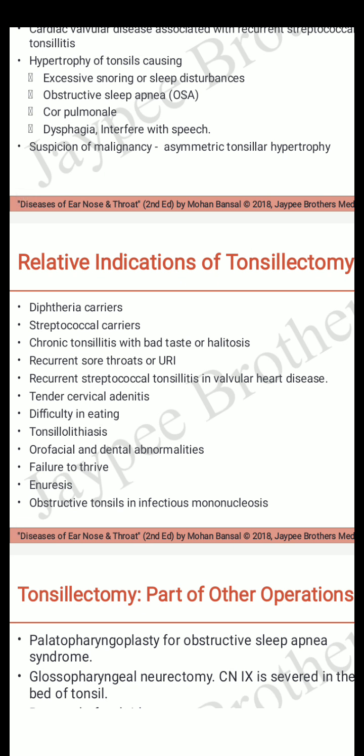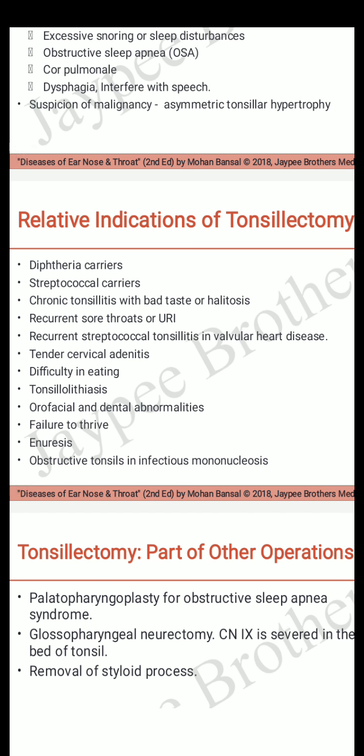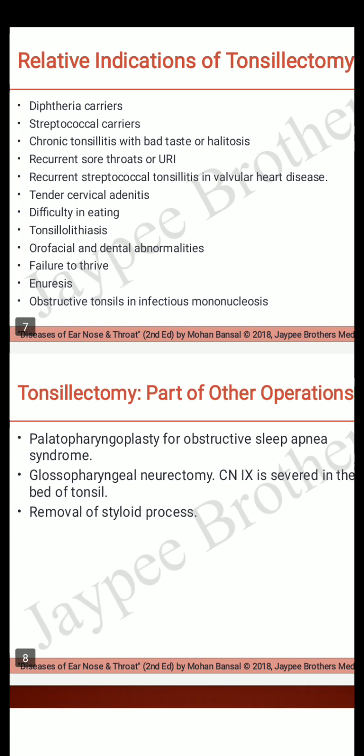Coming on to the relative indications: diphtheria carriers, streptococcal carriers, chronic tonsillitis with bad taste or halitosis, recurrent sore throat or upper respiratory tract infections, recurrent streptococcal tonsillitis in valvular heart disease, tender cervical adenitis, difficulty in eating, tonsillolithiasis, orofacial or dental abnormalities, failure to thrive, enuresis, obstructive tonsils in infectious mononucleosis.